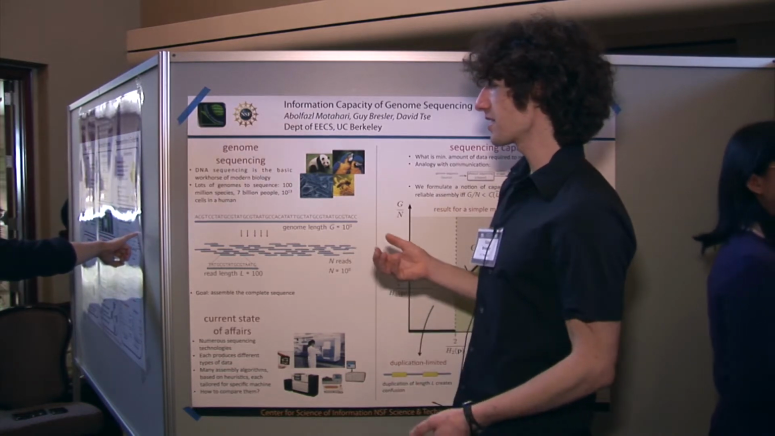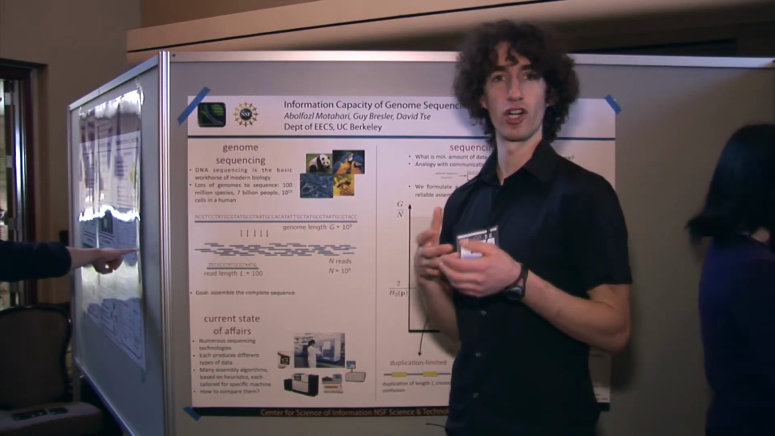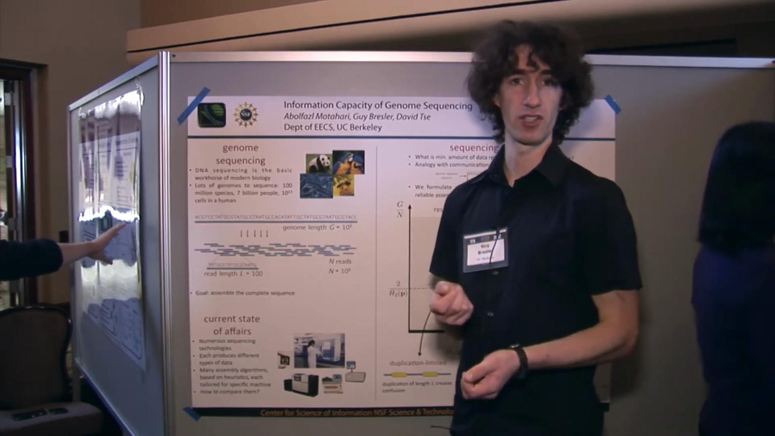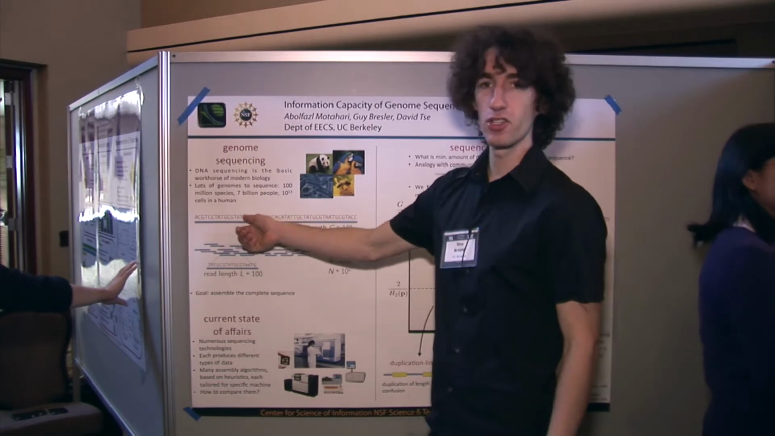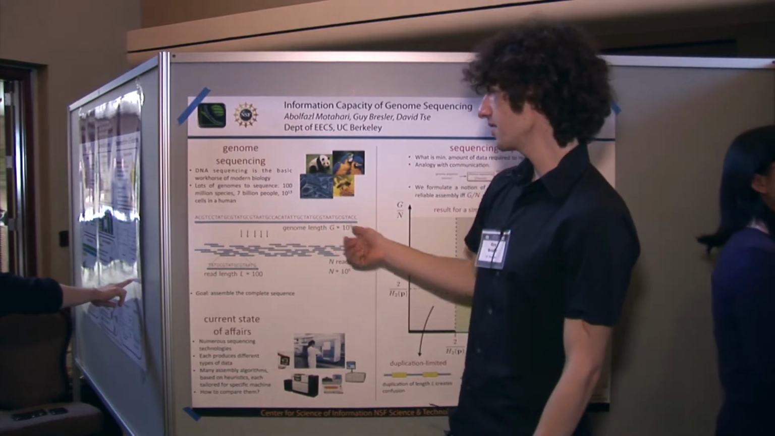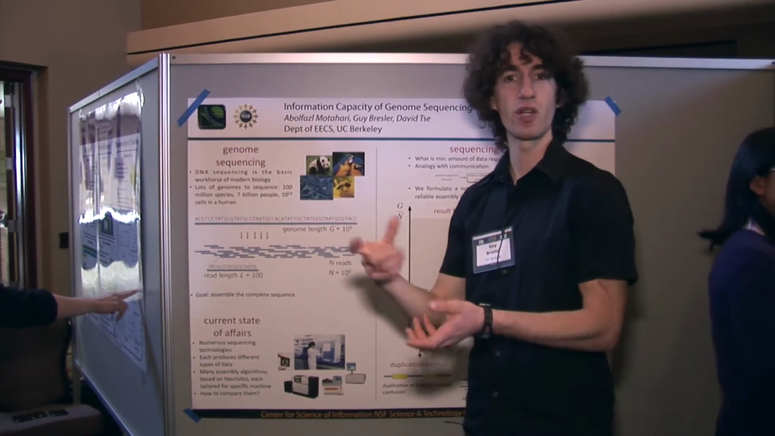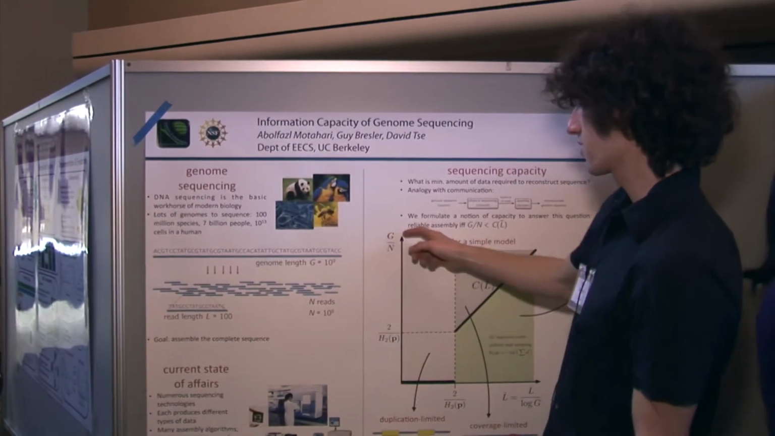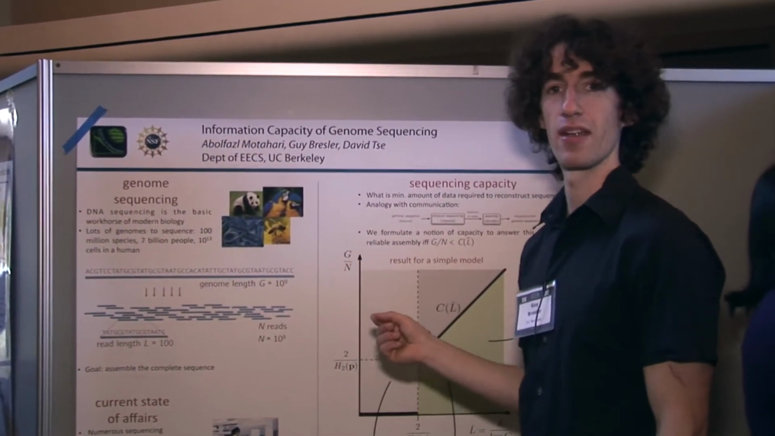So the basic question, just like a channel, is that a communication rate is the number of bits you get per channel use. Here we're interested in the number of nucleotides you get, so there's G of them, per channel use. And there are N reads, so we think of getting a read as a channel use. So what we're interested in is G over N, and we think of this as our rate.